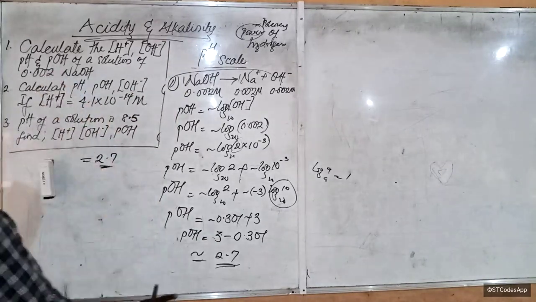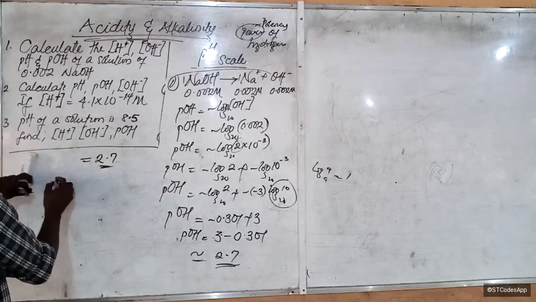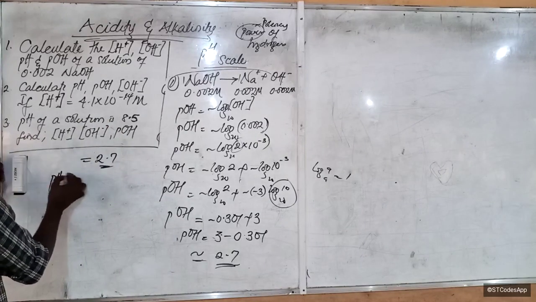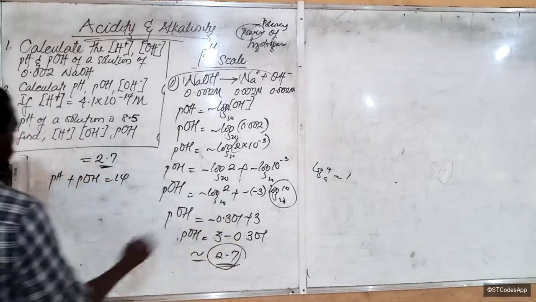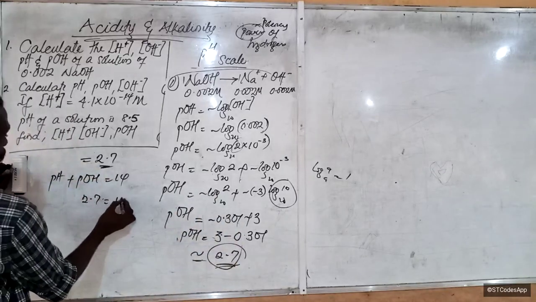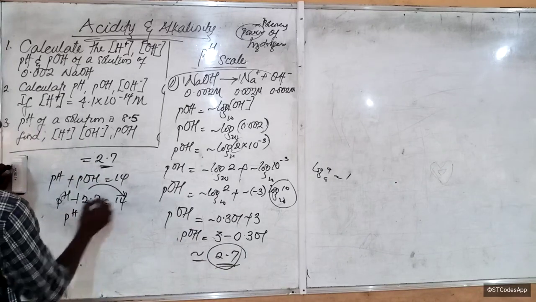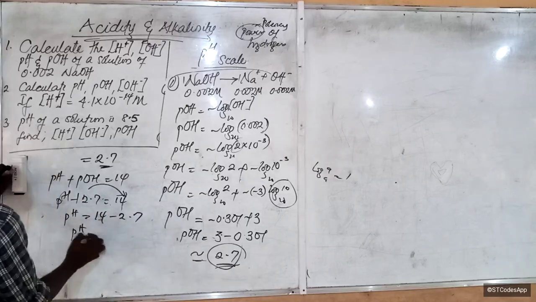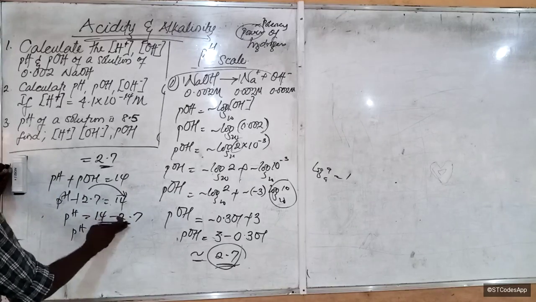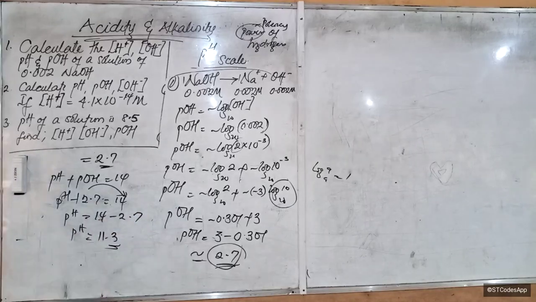So I've solved pOH. So how do you solve the pH now? Since pH plus pOH is equal to 14, and you already have your pOH, you just say 2.7 plus pH is equal to 14. So pH will be equal to what? You subtract from both sides, right? So you have 14 minus 2.7. This minus this, 12 minus 7, 0.7, that is 11.3. And that is your pH.